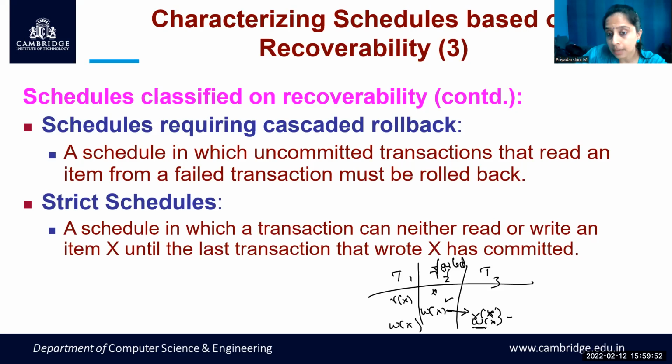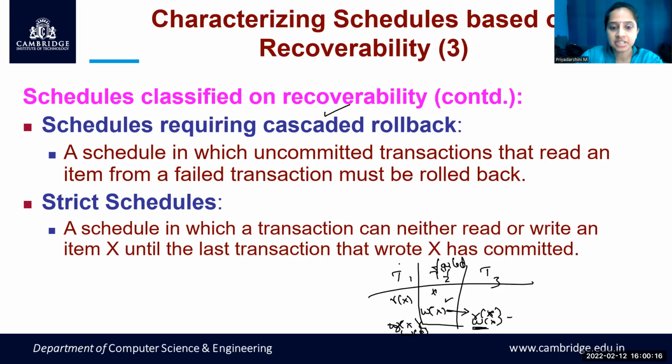So after T3 is updated, who is seeing T1 is writing the data? Sorry, I can say it reads the data and then it is writing the data. T1 is writing. If that is the case, T1 is dependent on T3. T3 is dependent on T2's updated data. So if T2 is aborted, T3 also should be rolled back and T1 also should be rolled back. That is what we call a cascaded rollback.